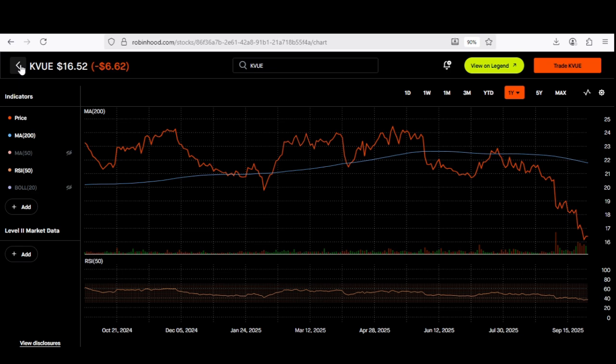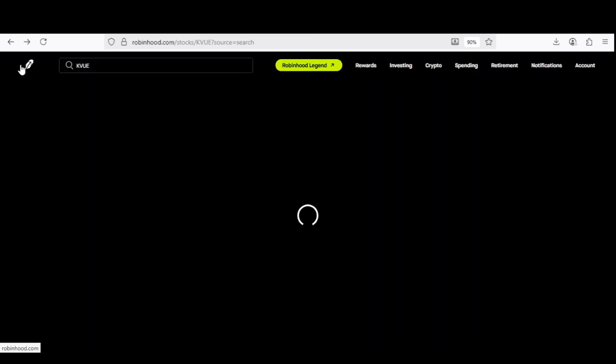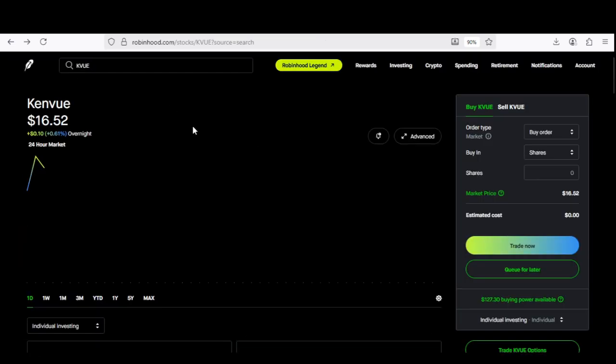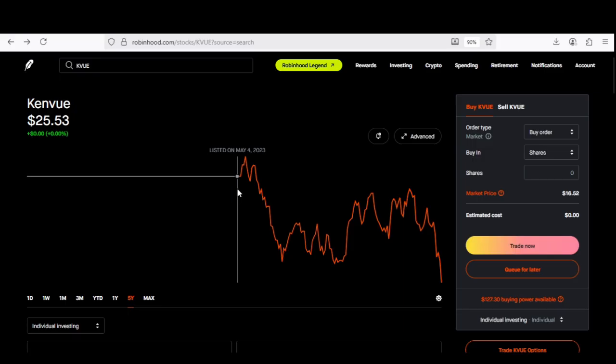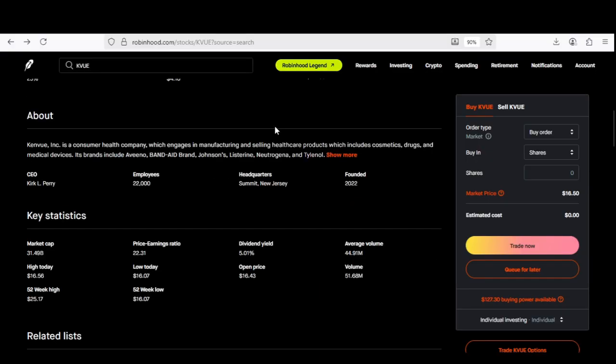Now let's go back to KENVUE stock so I can give you some additional information in order for you to come up with your own thesis for this stock. Now, one last thing, let's go out here to the 5-year outlook, and you can see that this stock actually IPO'd on May 4th, 2023. So this stock is only about 2 years old. So I know what you're asking yourself, why do I have so high conviction of a stock that's only 2 years old? And you will see as we go along.